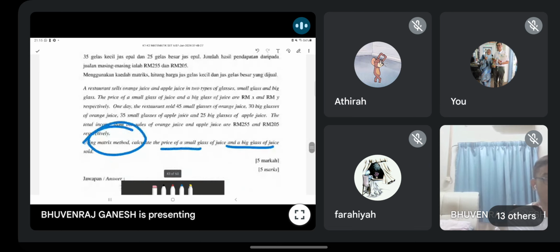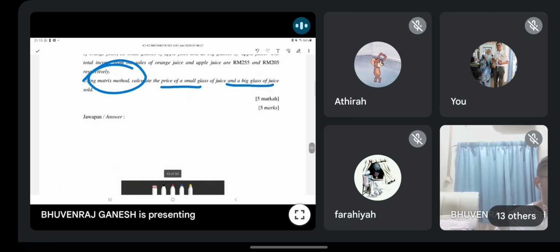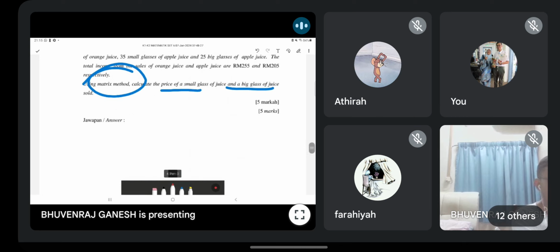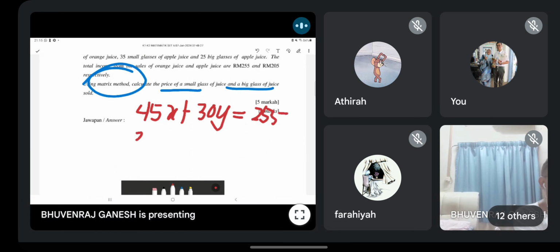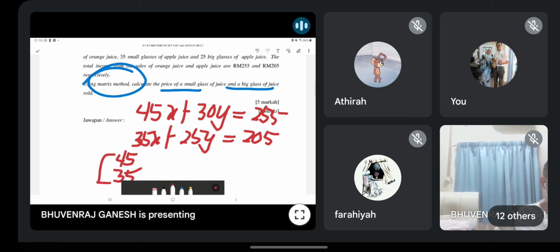Nak saya tunjuk? Okay. So guys, make sure your matrix okay until now. You got these two equations: 30y, 255, 35x, 25y, 205. Okay, so kamu tukar dari bentuk persamaan ke bentuk matrix. Convert from equation to matrix format.